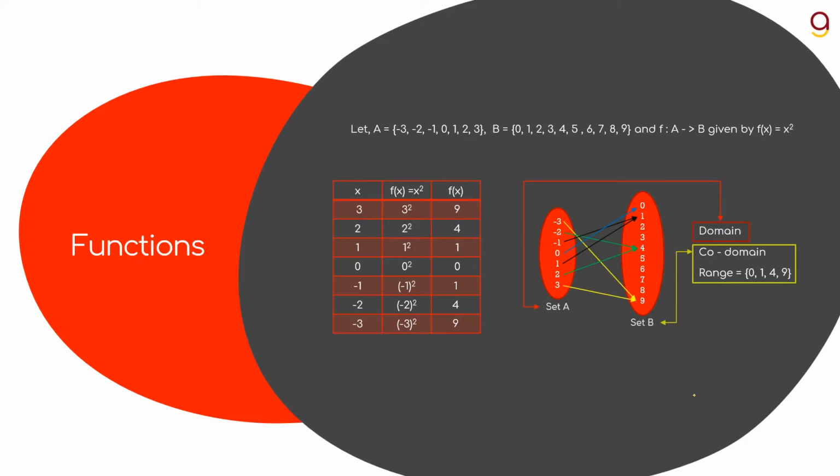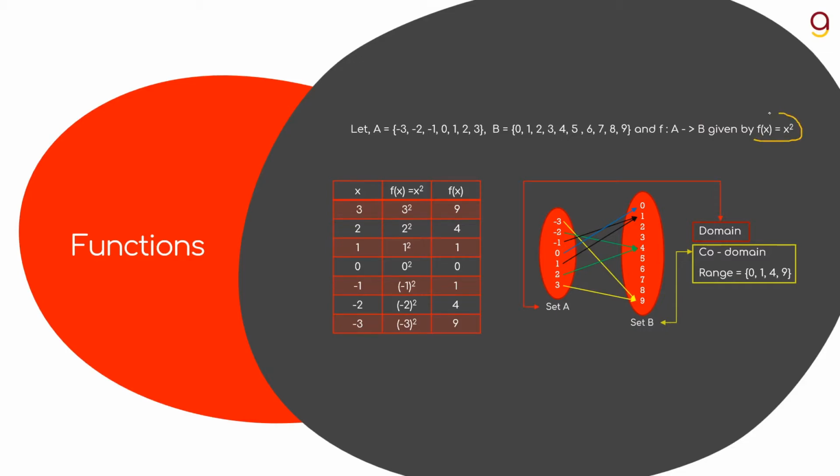Now, let's take an example. Let A and B be two sets with the elements -3, -2, -1, 0, 1, 2, 3 in set A, and set B with the elements 0, 1, 2, 3 up until 9. And f is defined from A to B given by f(x) is equal to x square. Now we have already come through this. What do you understand by this? Function f from A to B, function f mapping elements of A to elements of B. Here A is the domain and B is the codomain.